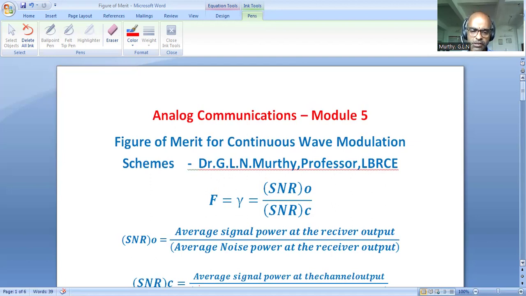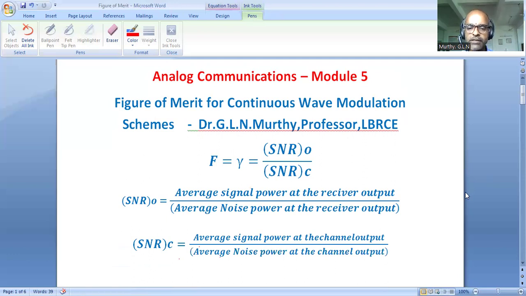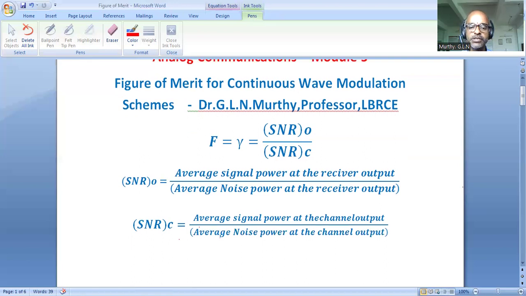Then what is SNR? Signal to noise ratio generally is defined as the ratio of average signal power to average noise power. In this context, the signal to noise ratio at the receiver output is defined as average signal power at the receiver output to average noise power at the receiver output. Subsequently, SNR of C, that is signal to noise ratio of the channel, can be defined as average signal power at the channel output divided by average noise power at the channel input. These are the fundamental definitions we must remember before proceeding into how we can estimate the figure of merit from the knowledge of signal to noise ratio.